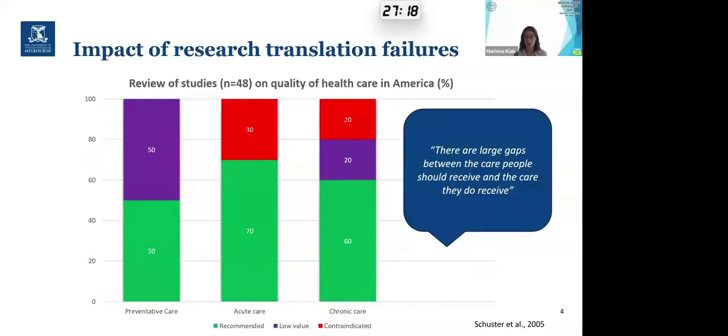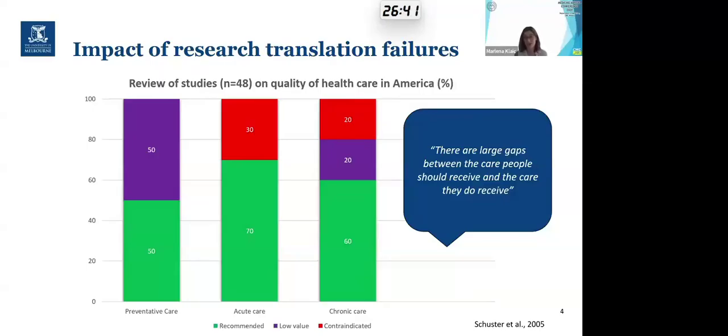There are multiple studies describing this problem of research and evidence failing to reach routine clinical practice. This is just one example that I've put up on this slide. A systematic review of published literature exploring quality of care in America included 48 studies and approximately 500,000 patients. So it's a very large review. Care episodes were categorised as either preventative, acute or chronic. And they found that there were large gaps between the care that people should receive and the care that they actually did receive at the hospital or at the primary care practice.